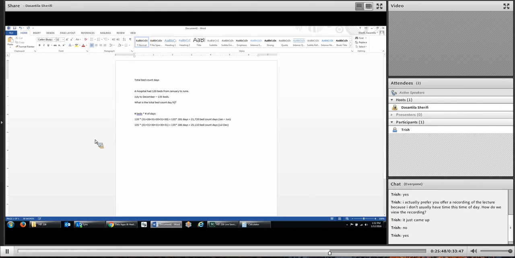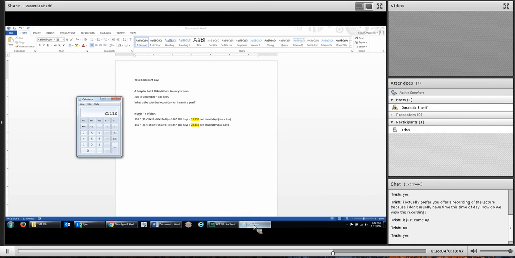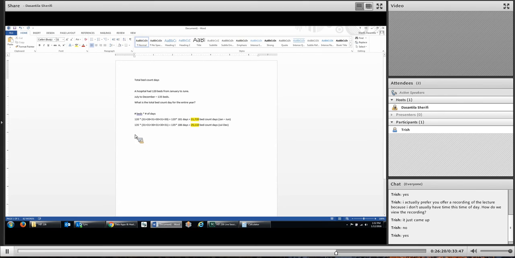My question is for the entire year. What do I do now? I just add up these two numbers. Okay, so this one, I'm highlighting it, and this one. So I have one already here, the 25,110. I'm going to add 21,720, and that gives me 46,830. Okay, let me write it down before I forget. So how did I find this?